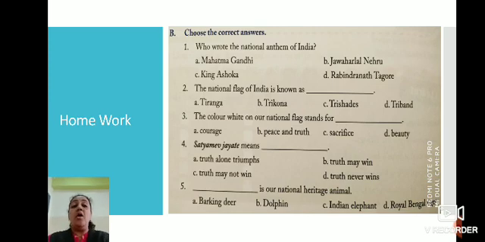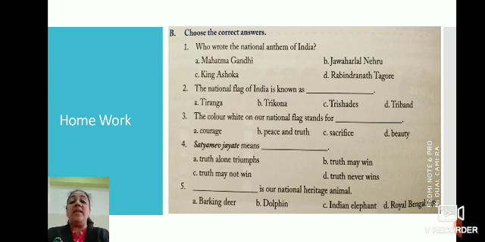So here the question is who wrote the national anthem of India? And the options are Mahatma Gandhi, Jawaharlal Nehru, King Ashoka, Rabindranath Tagore. So which is the correct answer? Who will tell me? Yes, Rabindranath Tagore is the correct answer.